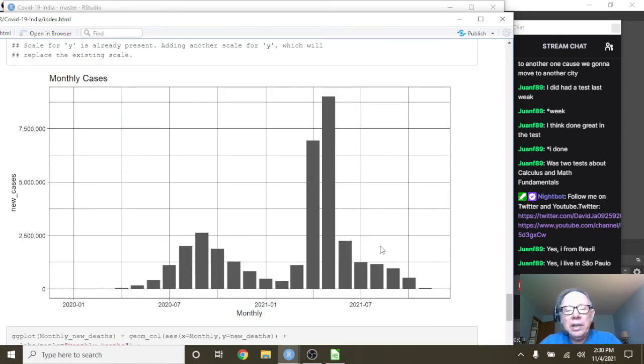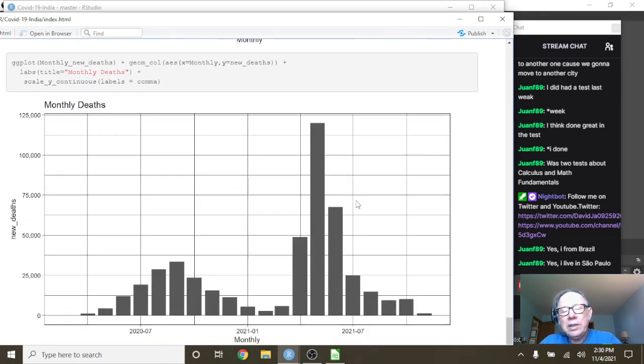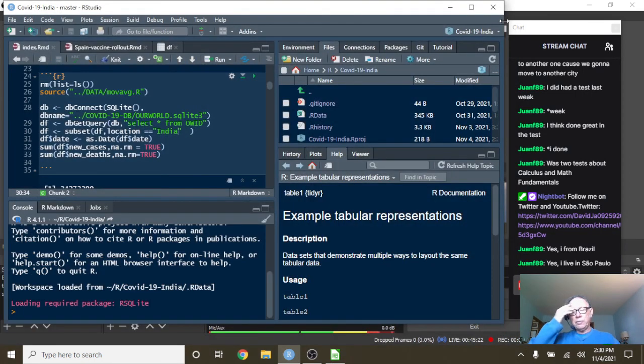Now, if we look at monthly cases, you can see 1, 2, 3, 4, 5 months in a row now, and your COVID-19 cases have been declining. Plus, you had a big drop from here all the way down to here. Now, what about deaths for India? Well, you can see deaths for India have declined 5 months in a row now. All right. That concludes the report for India for today.